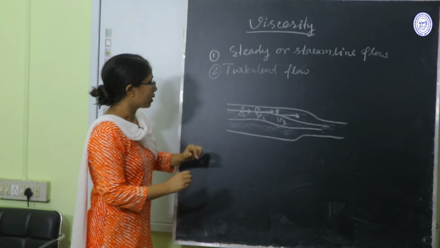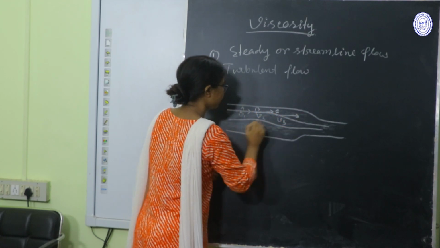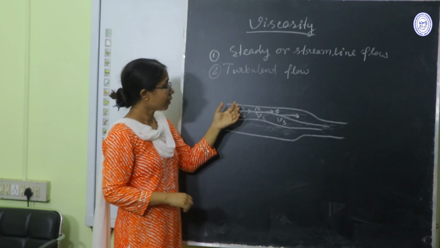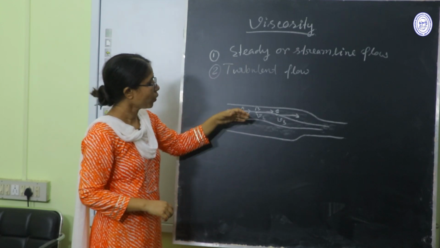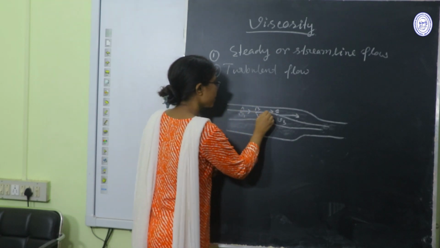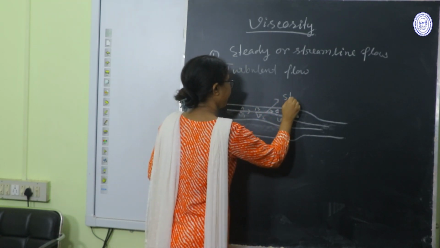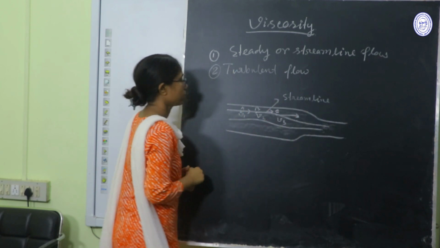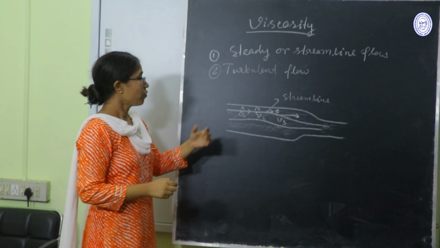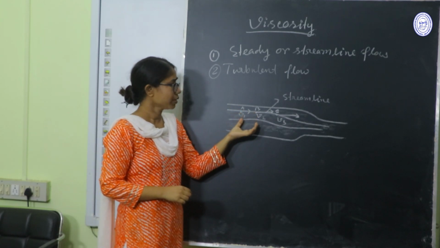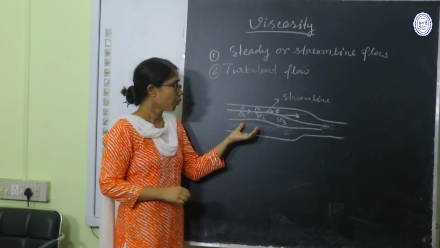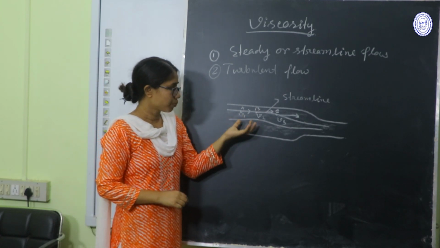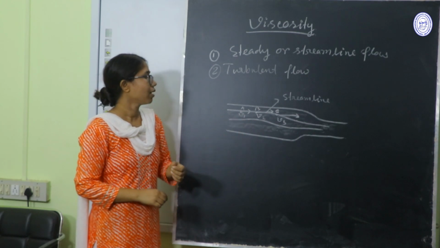Now, the path followed by a particle in this type of flow is called the streamline. So, this is a streamline. And for this type of flow or motion, the velocity should be very, very low. What the limiting velocity is for this type of flow, we will discuss later.